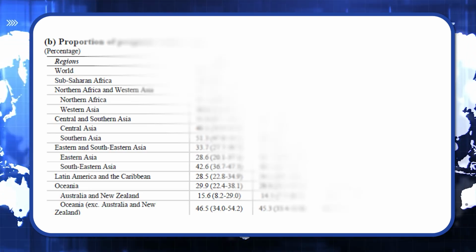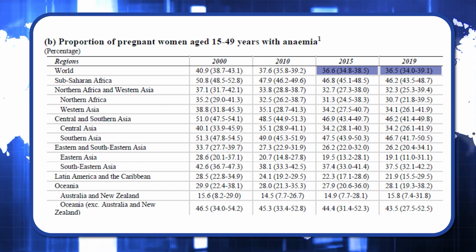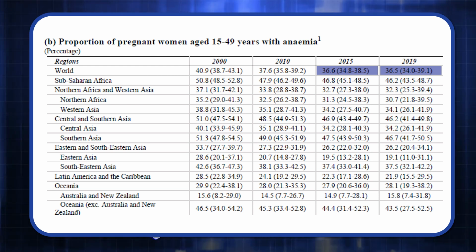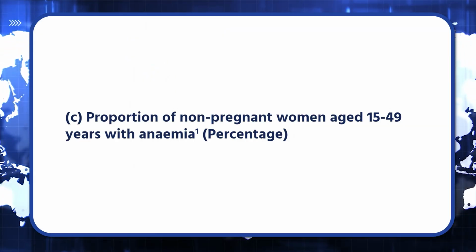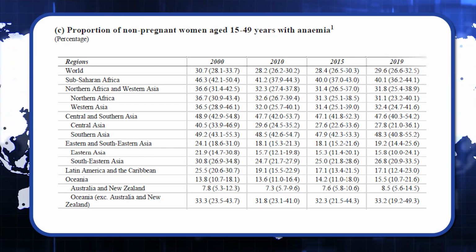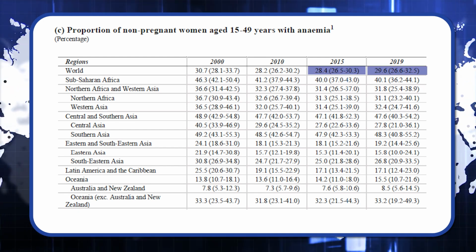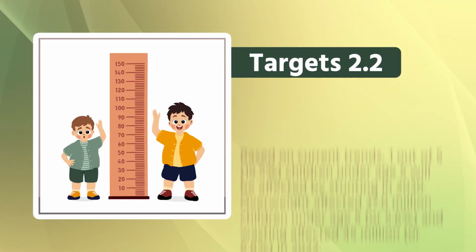Here also it went from 36.6 to 36.5, only a little, small difference, and that needs to be improved so that we will be able to achieve the target by 2030. In the same way, when we look into the proportion of non-pregnant women aged 15 to 49 years with anemia, here it was 28.4% in 2015. Now it is 29.6%.